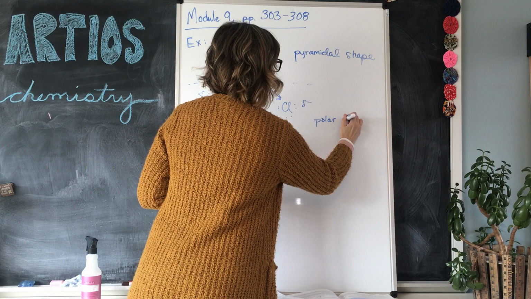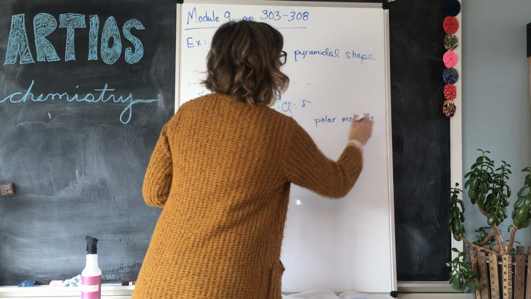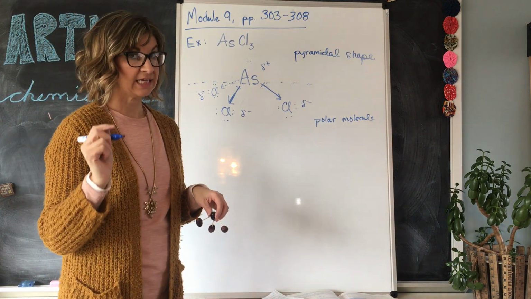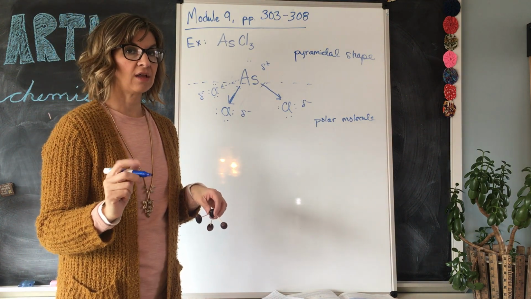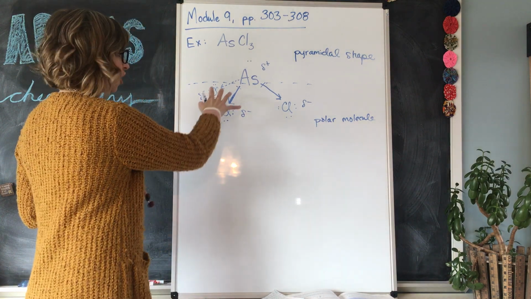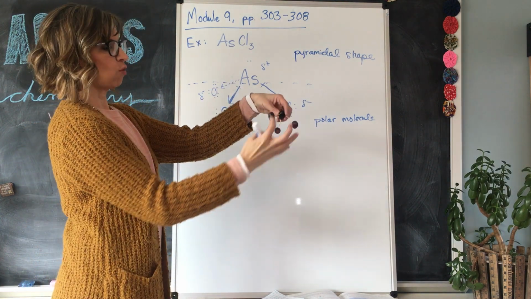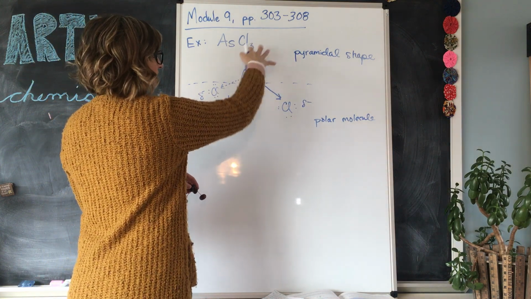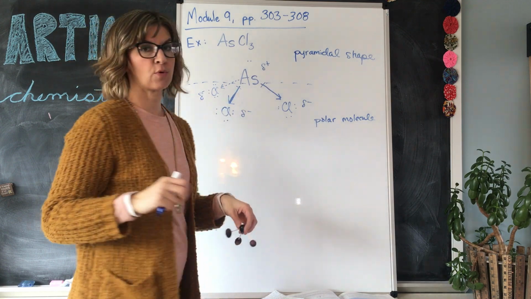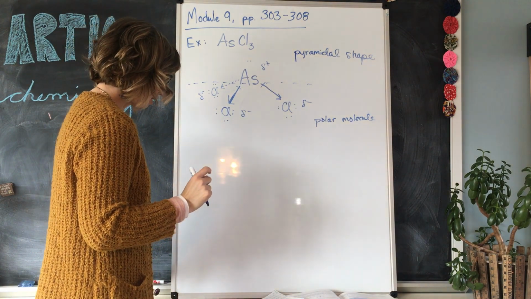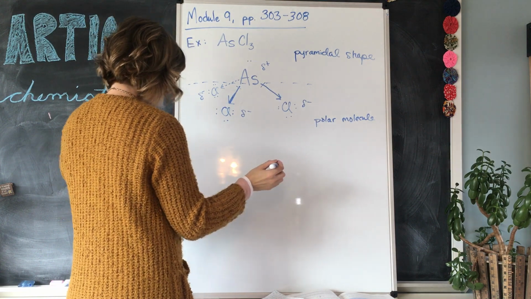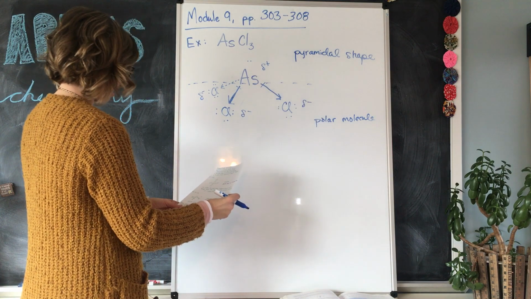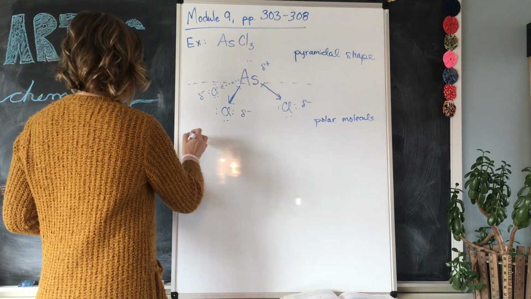And looking at the rules, does it have polar bonds? Yes, it does. Are the polar bonds of equal strength? Yes. But do they all pull in opposite directions? No, they're all pulling in this one general direction, but there's nothing pulling up here, leaving this to be the more positive area and this to be the more negative area. So this is a polar molecule.